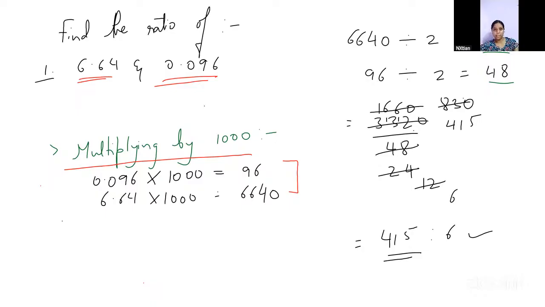That's it. If they're ending with 0 and 0, pick 2 or pick 10. Cancel. And then you will have the final answer, the final ratio here.